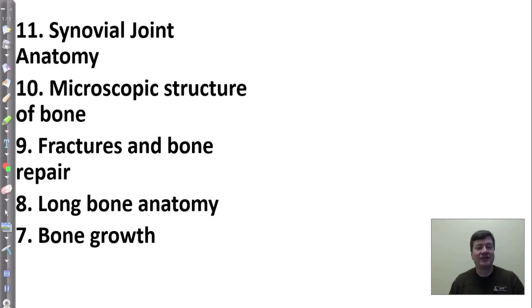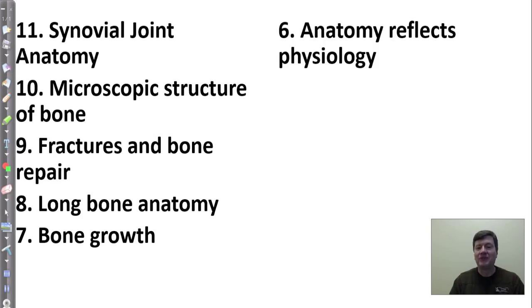And I'll stop here and say, why did I put these in order from 11 to 1? These are the areas that I think are probably the most important, obviously number 1 and number 2, but even as you go through this list, you can see these are all pretty important topics. Number 6, anatomy reflects physiology. That theme was not just something cute we talked about in the first module. This is going to be something that goes all the way through, and this unit actually is an especially good one for talking about that.